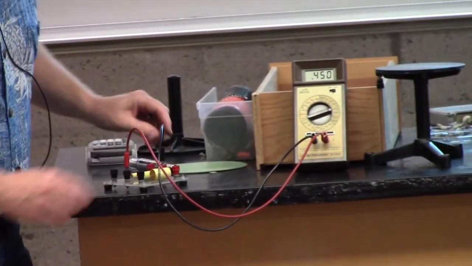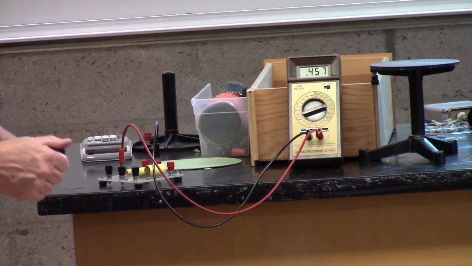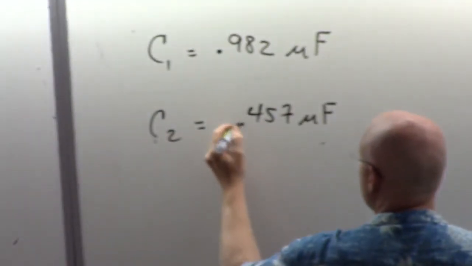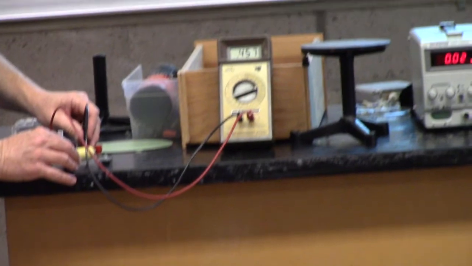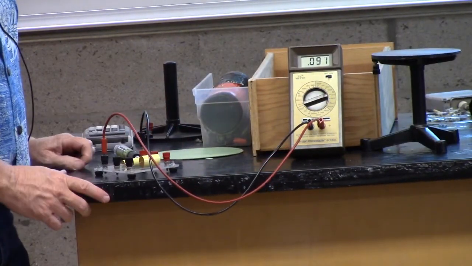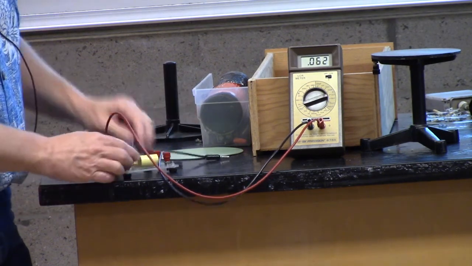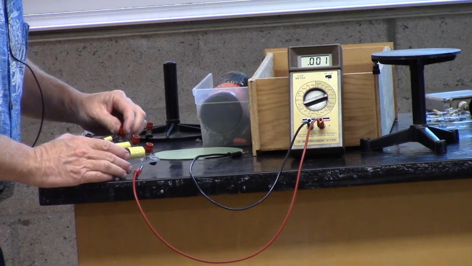Let me then hook it to my second capacitor, which looks like it is 0.457 microfarads. And like I said, in the interest of time, well, I could probably make it. Should I do a third one? Sure, why not? All right, because that one's really small compared to the other ones.